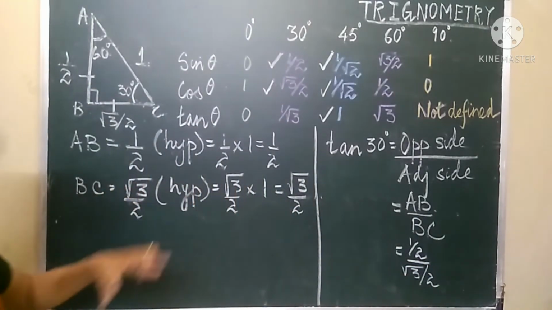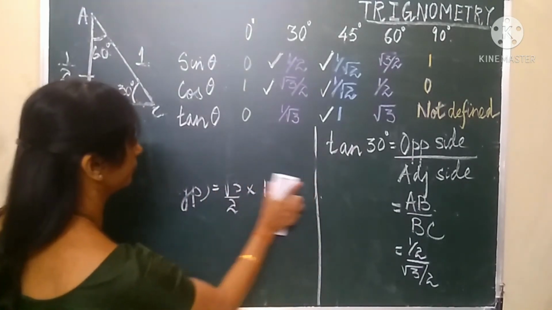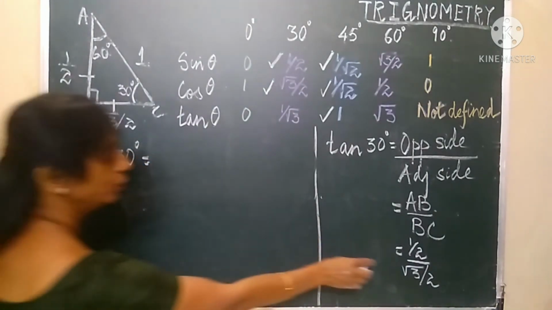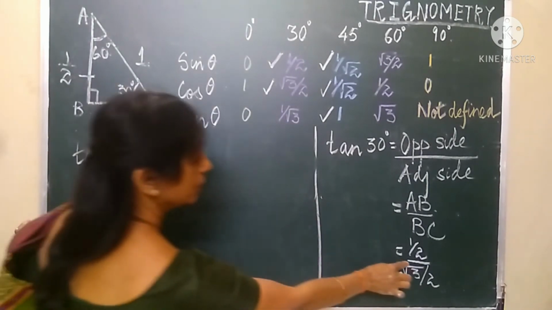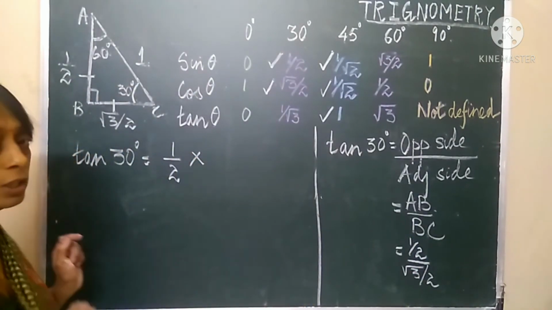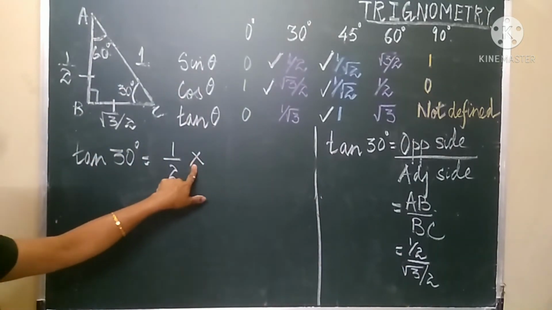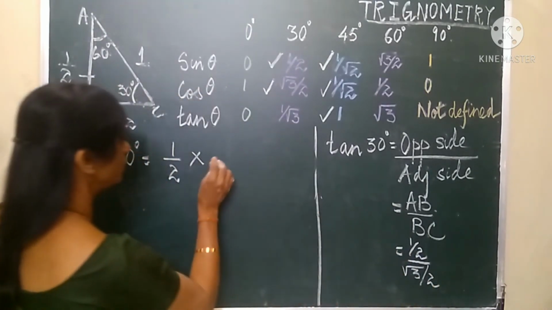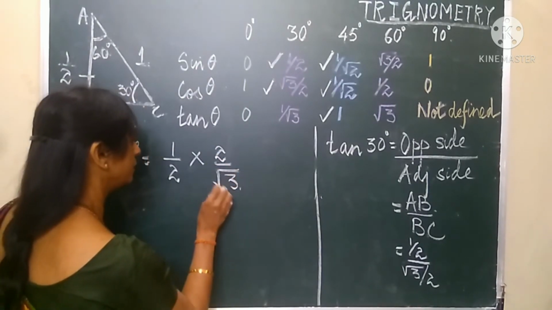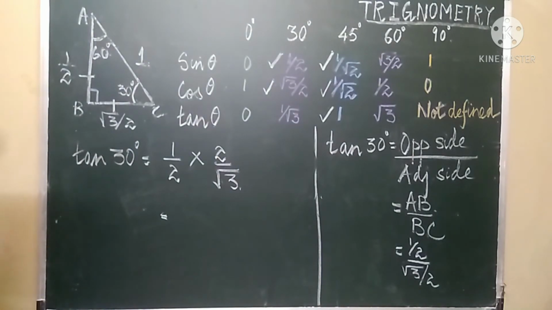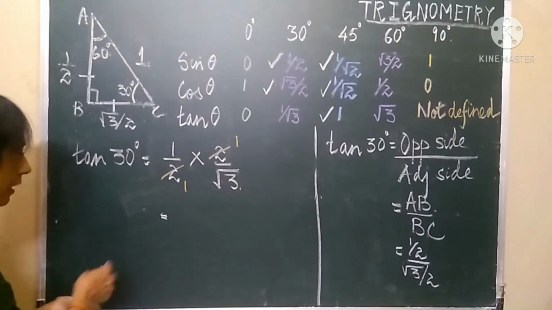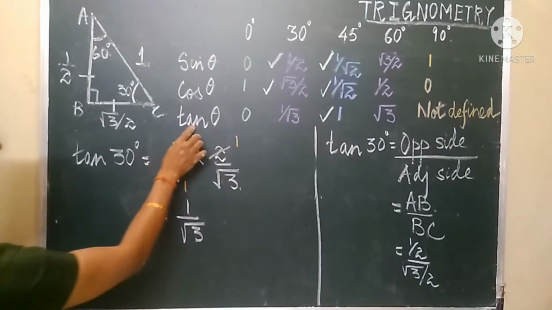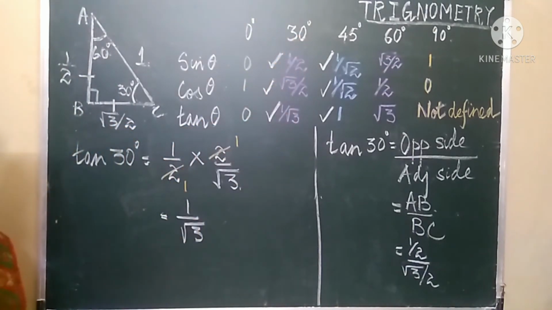Let's solve it further. Tan of 30 is equal to numerator fraction as it is. Division changes to multiplication, and the reciprocal of the fraction in the denominator will be written. So root 3 upon 2 will be written as 2 upon root 3. What gets reduced? 2 ones are 2, so you're left with 1 upon root 3. So tan of 30 is equal to 1 upon root 3.